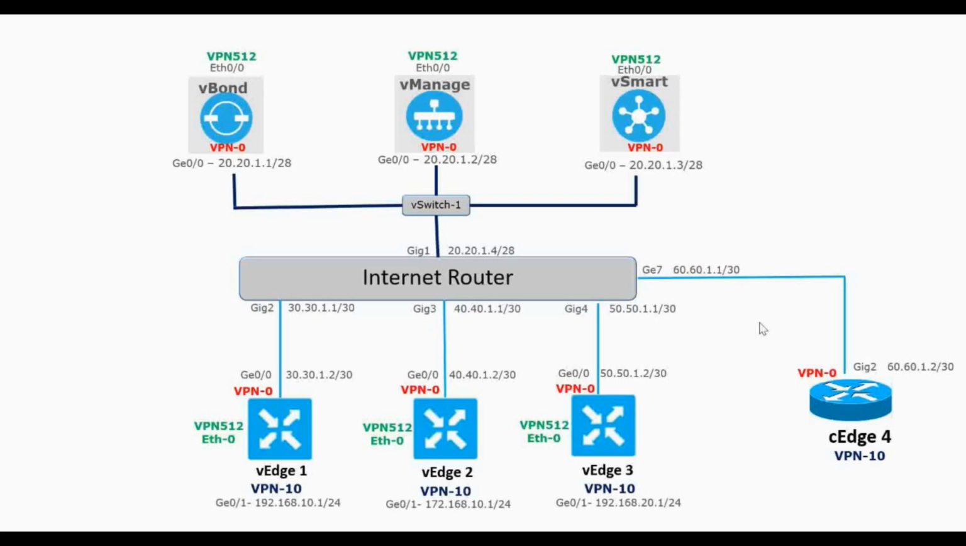So basically this video I've taken so that when we talk about vBond or VPN numbers, you should be able to understand what it is actually used for. So these are some of the very basic Cisco SD-WAN terminologies that you should be aware of before start doing the lab work.